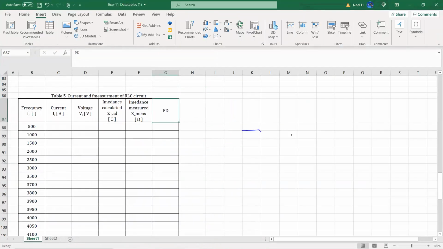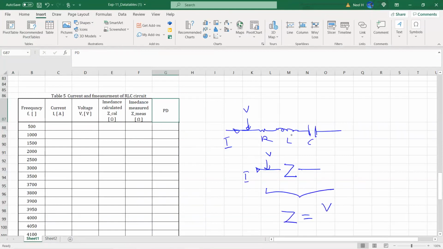So we have R, L, and C together. But what we're measuring is the voltage from here and the current passing through this whole circuit, which means I assume all of these will create some sort of equivalent resistance, that's impedance here. Then we know the voltage, we know the current passing through. If I apply Ohm's law for this, Z is equal to total voltage over total current. That will be the measured value, okay?